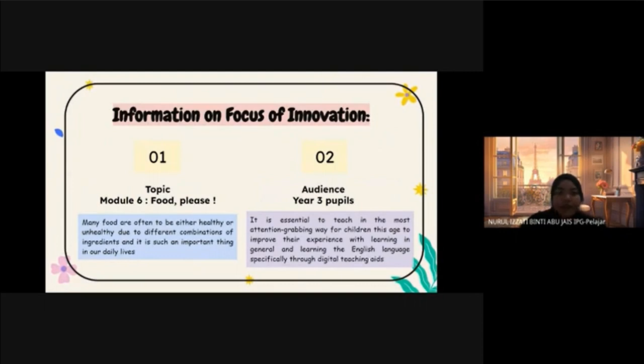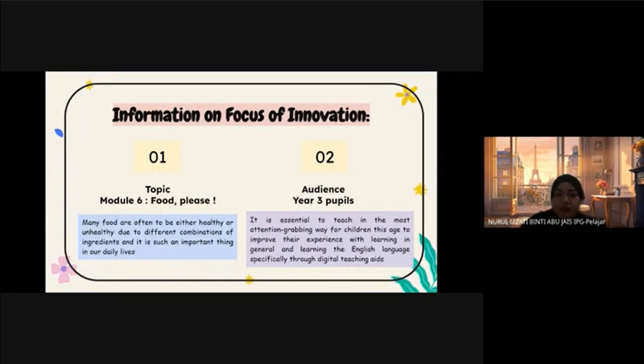Okay, and this is the basic information on our focus of innovation. Number one, the topic that we have chosen is module 6 from Get Smart Plus 3. And the topic is Food Please, because many foods are either healthy or unhealthy due to different combinations of ingredients, and it is such an important thing in our daily lives because that's what we consume every single day.